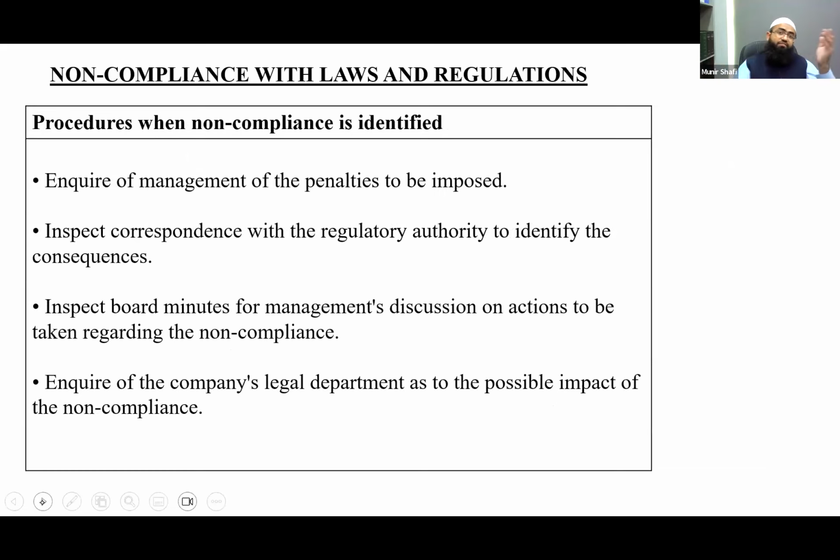What will be the procedures if non-compliances have been identified? Ask management about the penalties which have been imposed. How much? Again, inspect correspondence with the regulatory authorities. Inspect board minutes. You can get clues there. What have been the outflows? What have been the penalties? What could be the implication? Okay. And you can also inquire of the company's legal counsel, the internal legal department. What are the non-compliances? What are the likelihoods of penalties?